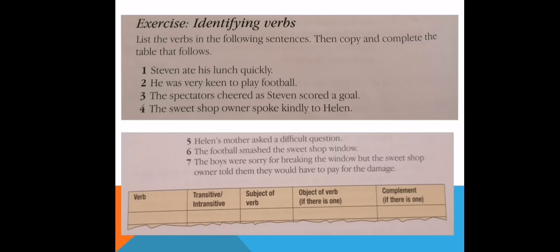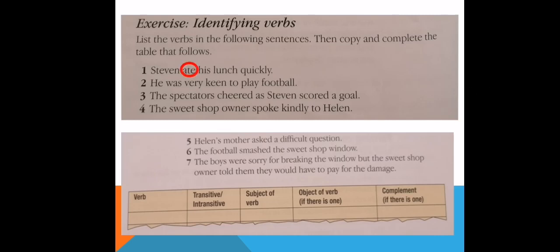All right, let's move on to our exercise. It's pretty straightforward. You're going to list the verbs in the following sentences, then copy and complete the table that follows. So I don't need you to list the verbs per se, just circle them. But if you are working in your copybook, you would probably have to list them. So number 1, Stephen ate his lunch quickly. Let's do number 1 together.